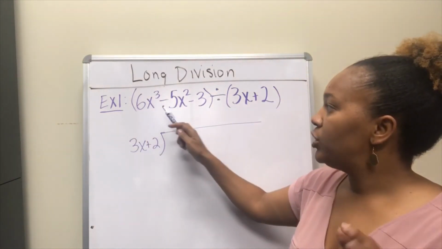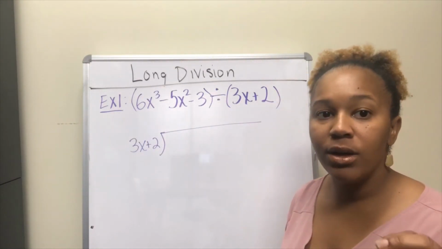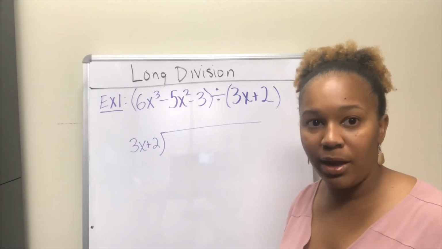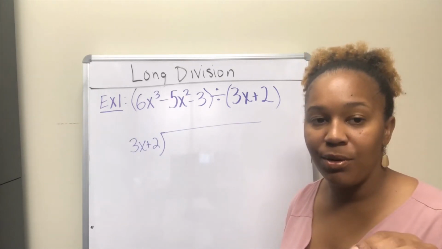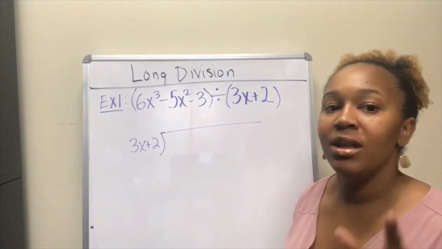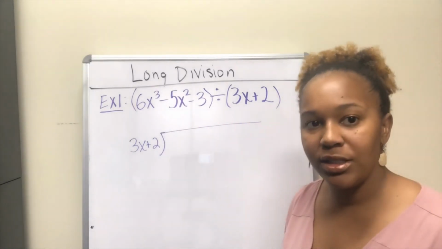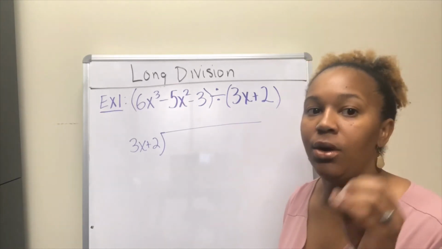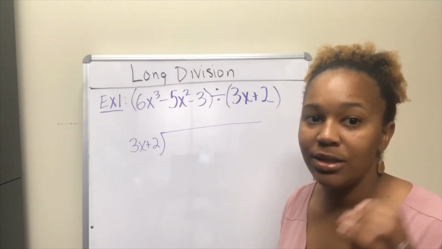But when you write your dividend on the inside, you want to make sure that you have a place for every exponent that's lower than the highest exponent. So your highest exponent is 3. It means you should have an x to the third, an x to the second, an x to the first, and x to the 0. X to the 0 is your constant term.